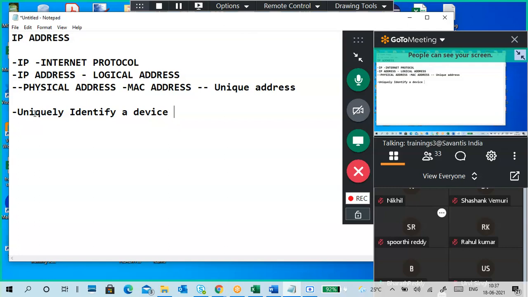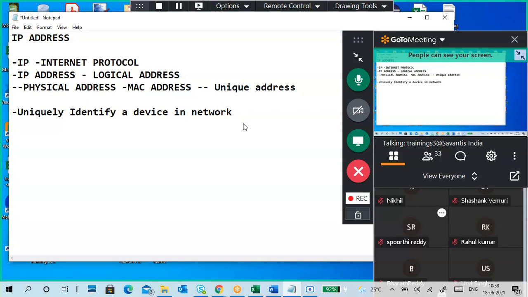So an IP address uniquely identifies a device in a network. Network means any form of network. So that is an IP address. We have to identify a device numerically. This is the system. That's it.